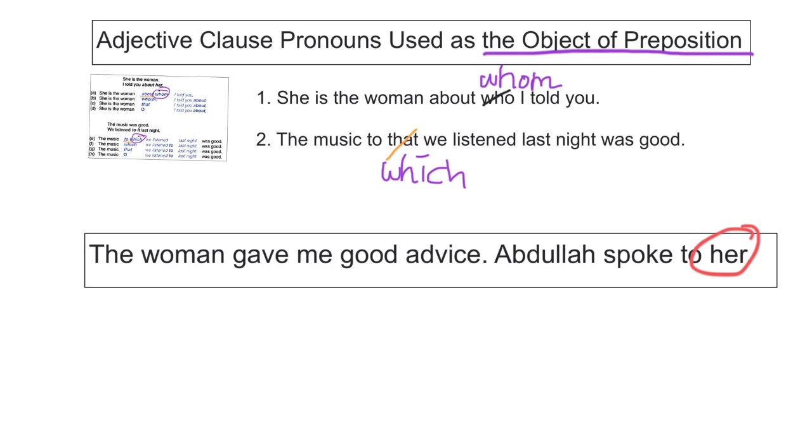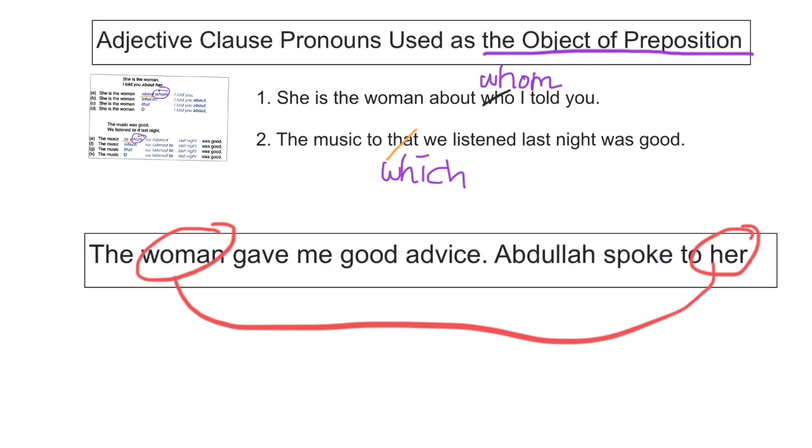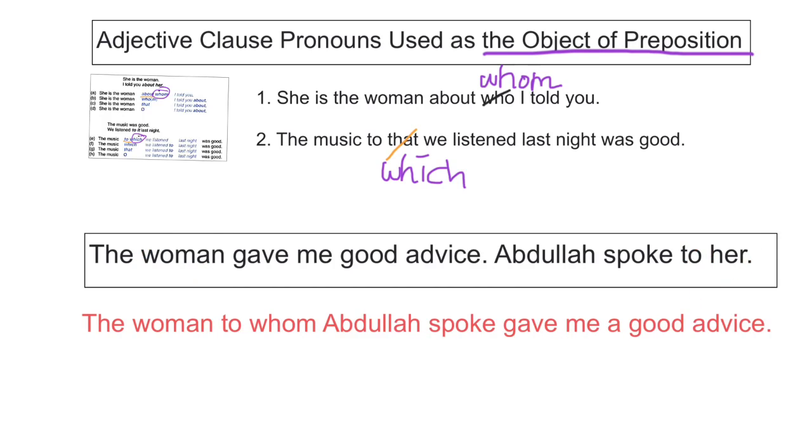Her refers to the woman, and her is the object of preposition to. In very formal language, the sentence will be, the woman to whom Abdullah spoke gave me a good advice.